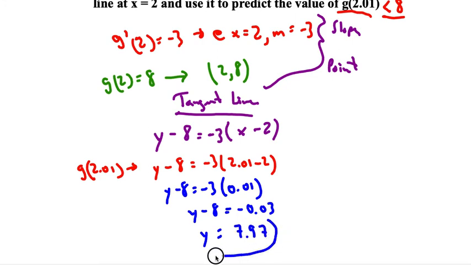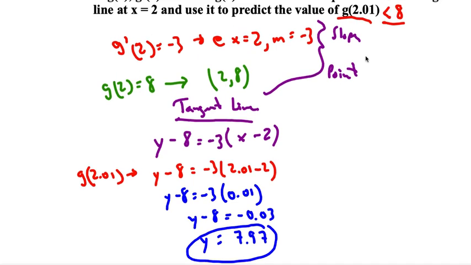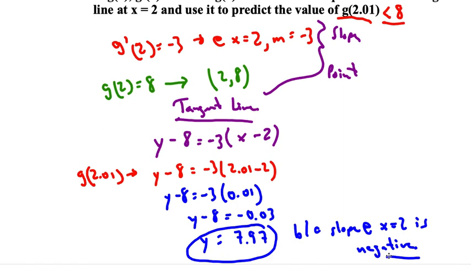7.97, which is slightly less, which makes sense because it's decreasing. It's slightly less because we've only gone slightly farther over, right? We increase slightly the x, the y value decreases because the slope at x equal 2 is negative. Should probably write that down. In other words, our answer makes sense.